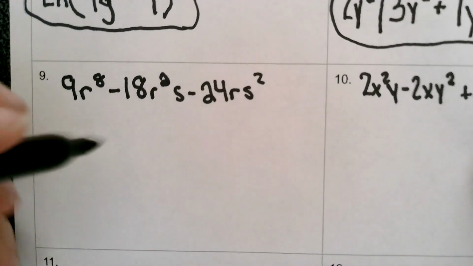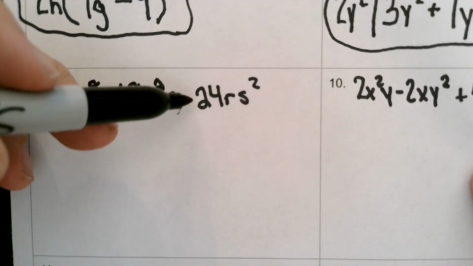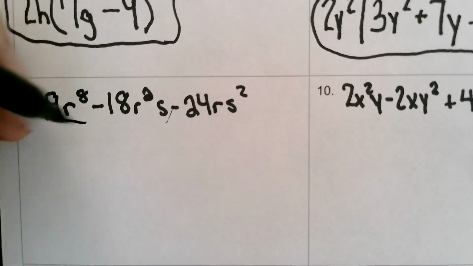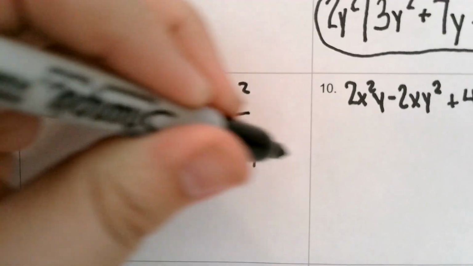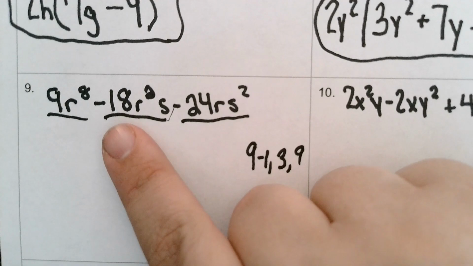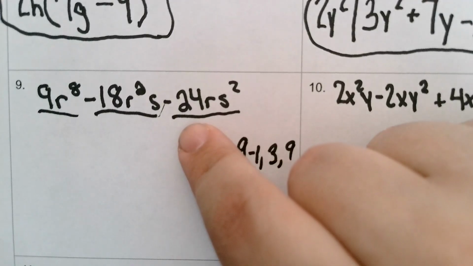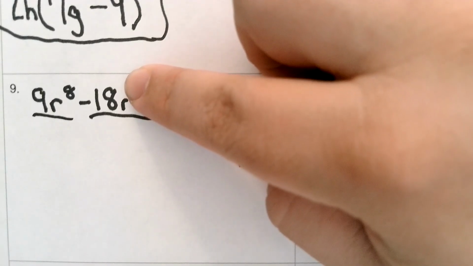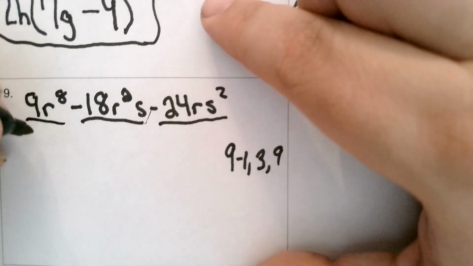More. Find 9r^8 minus 18r^2s minus 24rs^2. All right, let's start. For greatest common factor, what are our factors of 9? We have 1, 3, 9. Does 9 go into 18? Yes. Does 9 go into 24? No. So 9 doesn't work, because remember, it has to go into everything. Does 3 go into 18? Yes. Does 3 go into 24? Yes. So we're going to use 3 as our number.